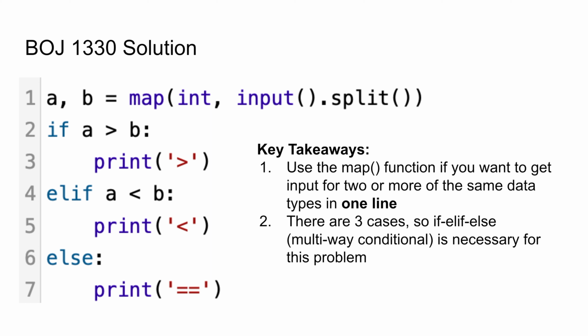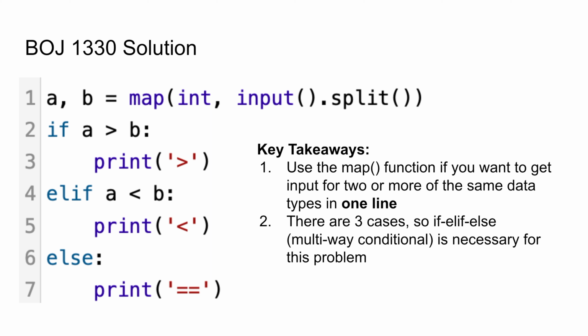According to the problem statement, if A is greater than B, then we should print the greater than sign, and if A is less than B, then we should print the less than sign, and if A equals B, then we should print equals equals or 2 equals signs. We use the if statement to check if A is greater than B. If this is true, then this would print the greater than sign. If this is false, the code goes into the elif statement to check if A is less than B. If this is true, then this would print the less than sign. If both of the two conditions are false, then we print equals equals.